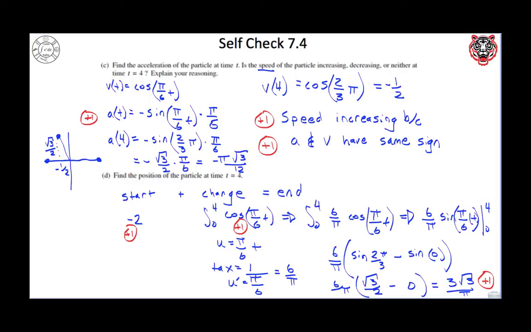And that concludes self-check 7.4. Oh, and that is actually incorrect. We forgot the initial condition. So the final answer should really be negative 2 plus 3 square root of 3 divided by pi. Not this one.